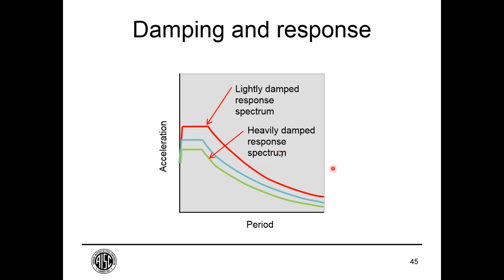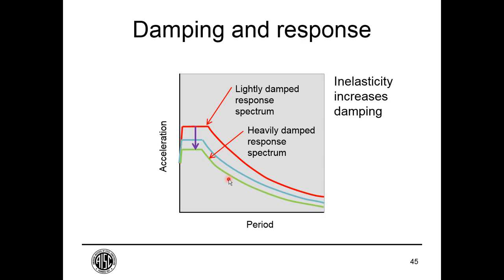Okay, so as I said, we could construct a spectrum. We do construct spectra using elastic oscillators. We could also construct a spectrum using those elastic oscillators with a high level of damping, and that will have less response. So for the same period of oscillator, if you increase the damping, you decrease the response. And so you can graph a curve for a highly damped response spectrum.